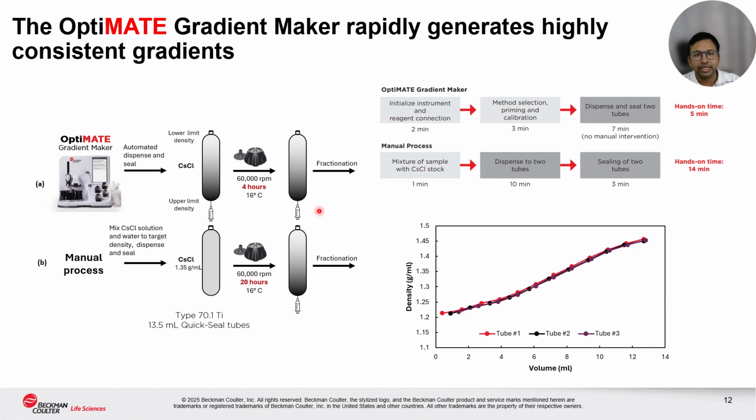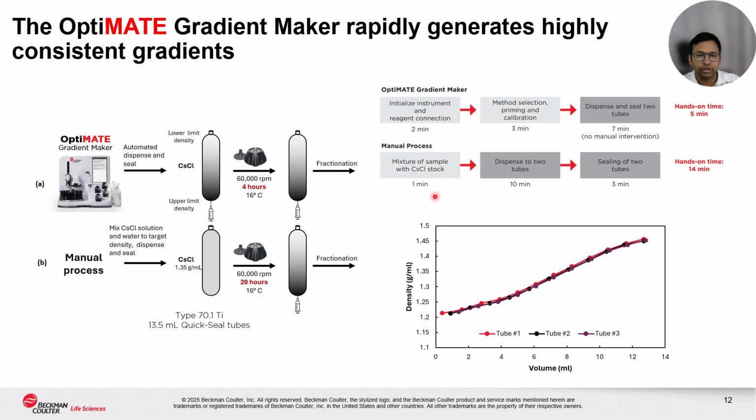So the data on the slide shows two results: a comparison of time taken, specifically hands-on time in manually dispensing and sealing two 13.5 ml quick seal tubes versus OptiMATE, and then a comparison of variability in the OptiMATE Gradient Maker dispensing a preformed gradient between 3 tubes. So we'll focus on the time comparison first.